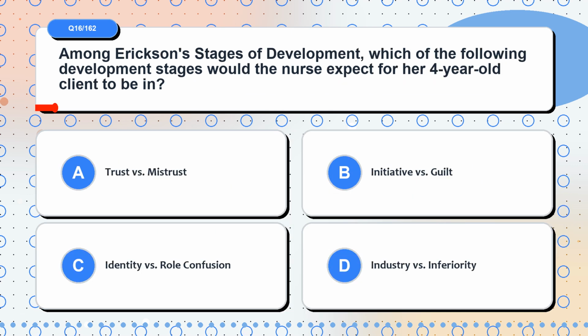Question 16. Among Erikson's stages of development, which of the following development stages would the nurse expect for her 4-year-old client to be in? Here are the options. Option A. Trust versus mistrust. Option B. Initiative versus guilt. Option C. Identity versus role confusion. Option D. Industry versus inferiority.